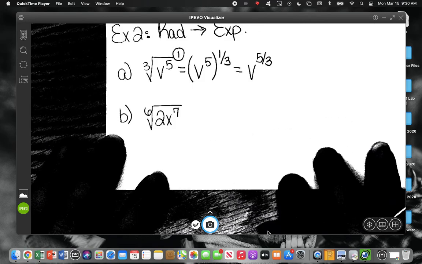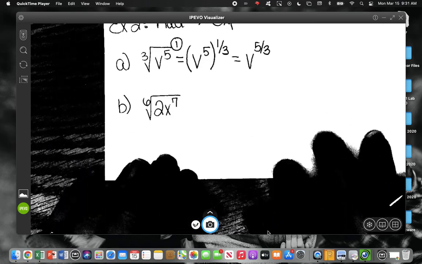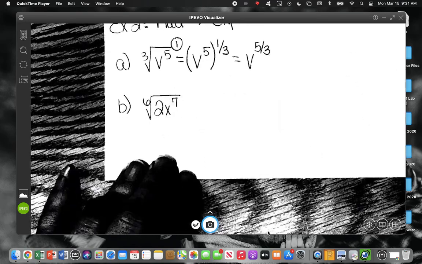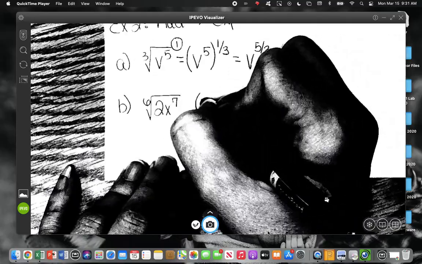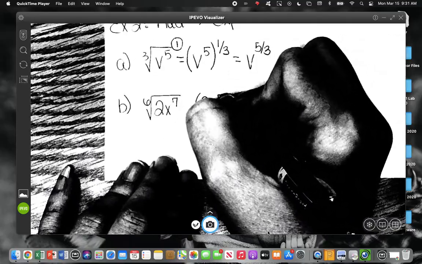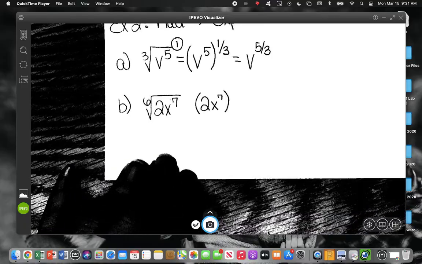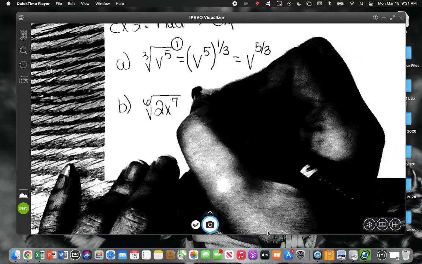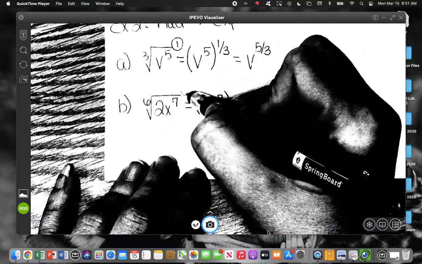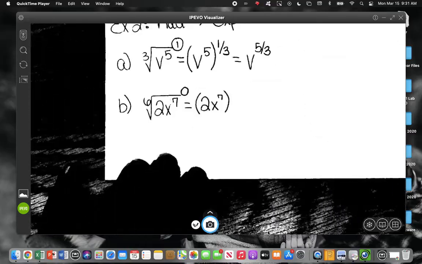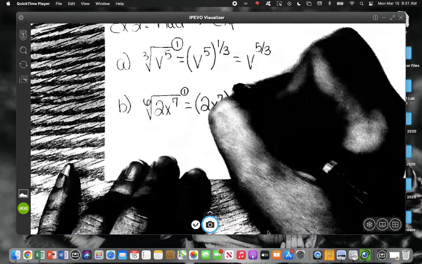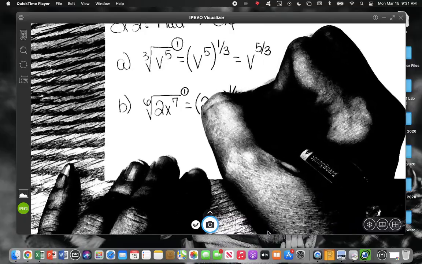For our next example, whatever is inside the radical gets written in parentheses. So in this case, it's 2x to the 7th. Now what's my power here if it's not there? If there's no power there, it is a 1, and my root is 6.